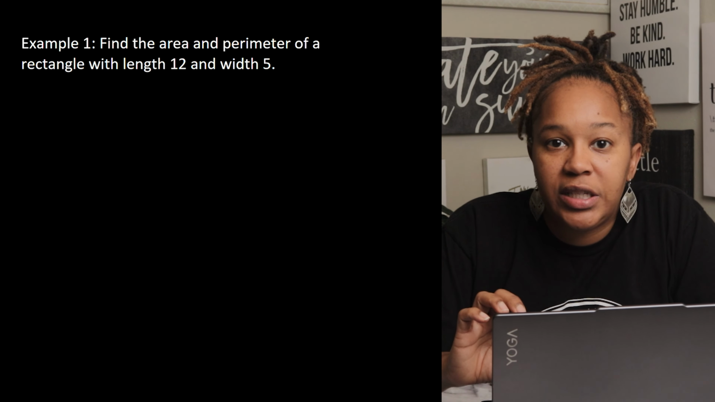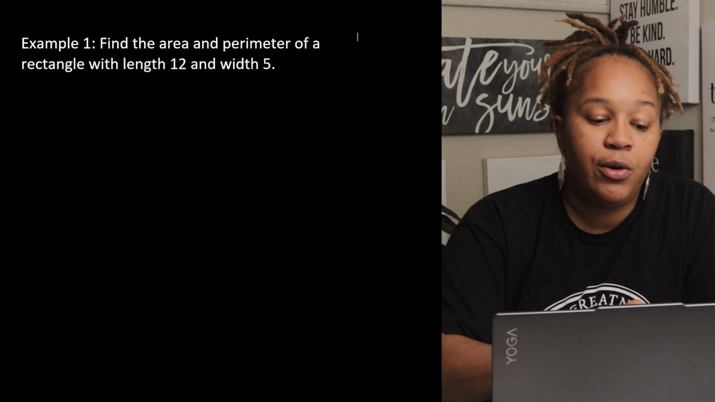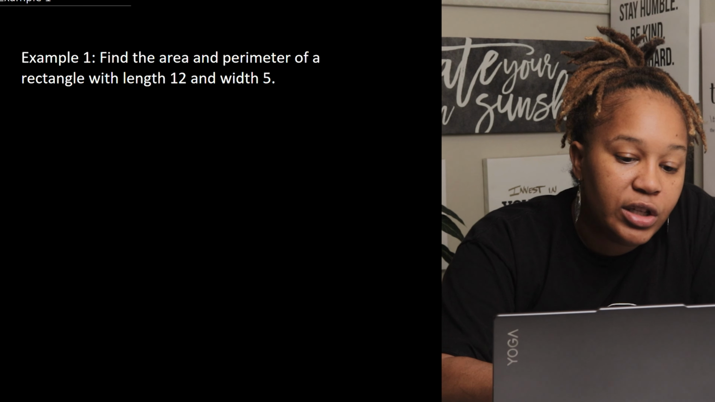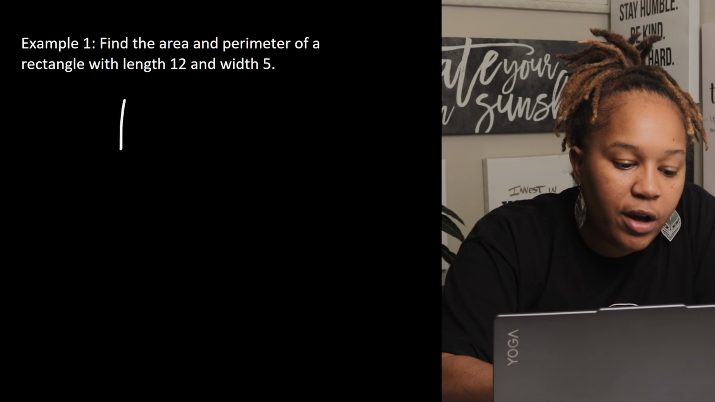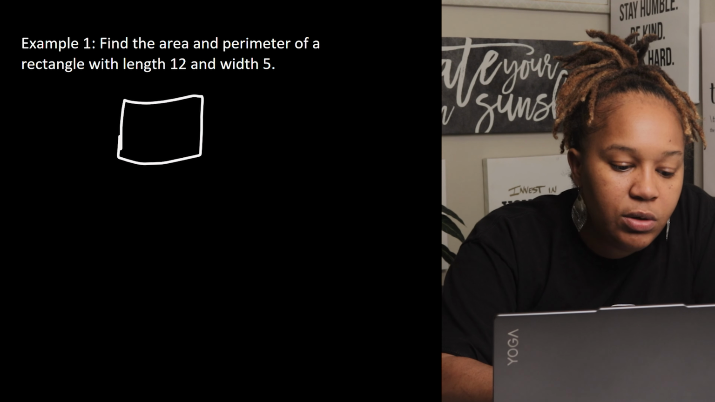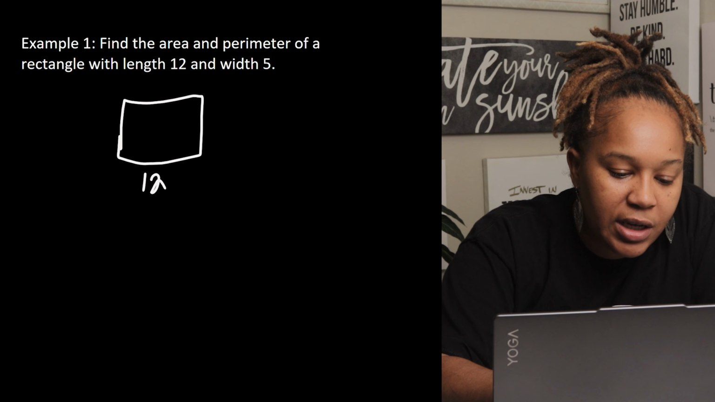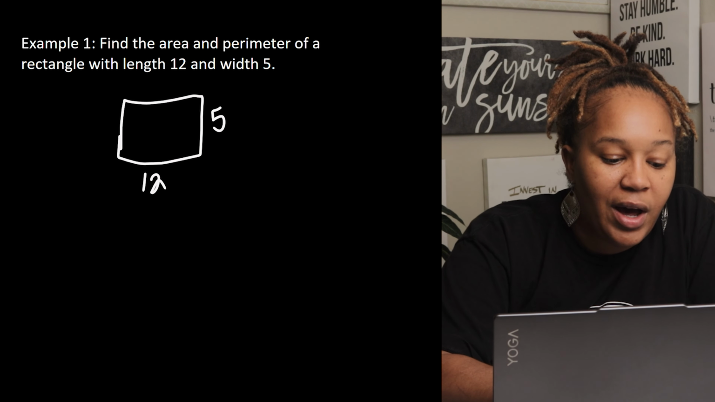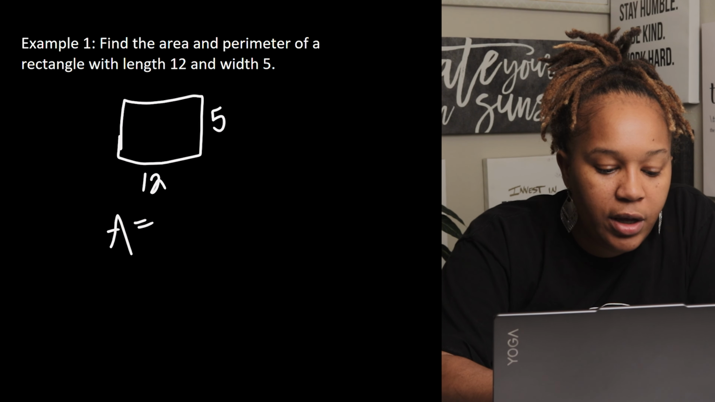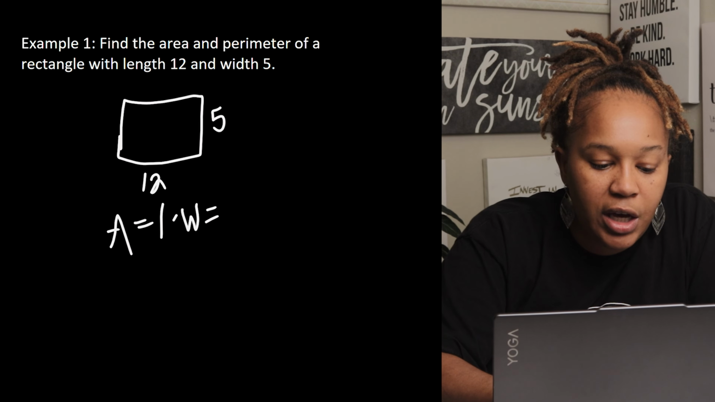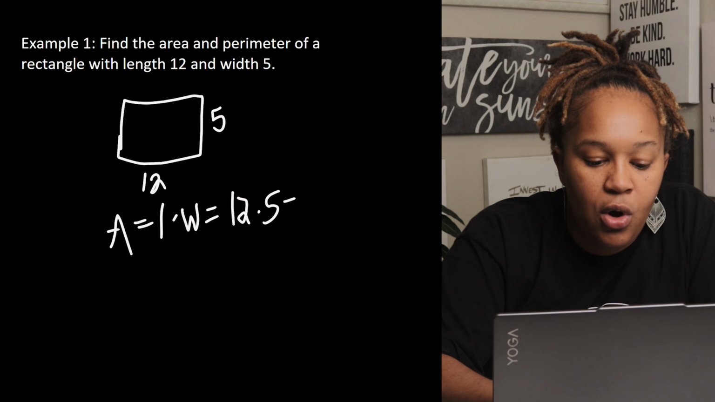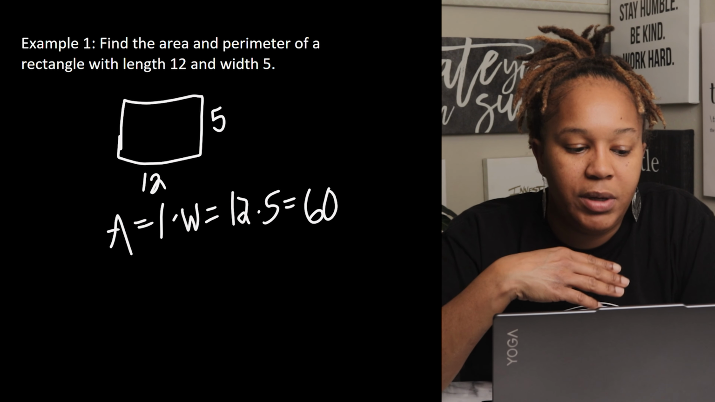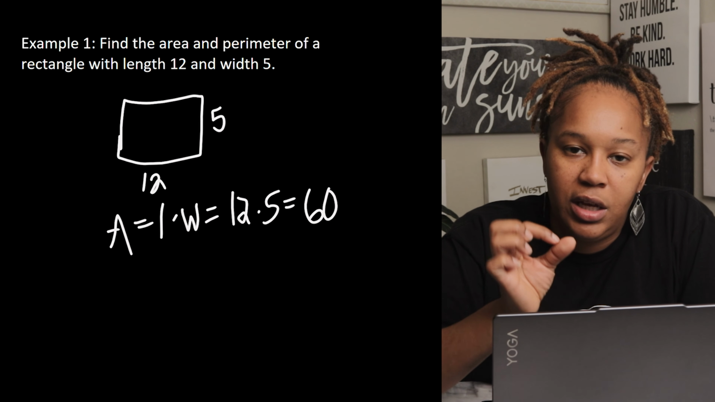So let's look at some examples. For this first example, we want to find the area and perimeter of a rectangle with length 12 and width 5. If it helps, I recommend that you draw a picture of the figure, especially if they don't give it to you. So here's a rectangle. The length is the longer side, so it will be 12, and the width is the shorter side, which is 5. First, you want to find the area, and remember the formula for area is L times W. So your area will be 12 times 5, which is 60. So the area will be 60, and depending on whatever units those are, it'll be units squared.